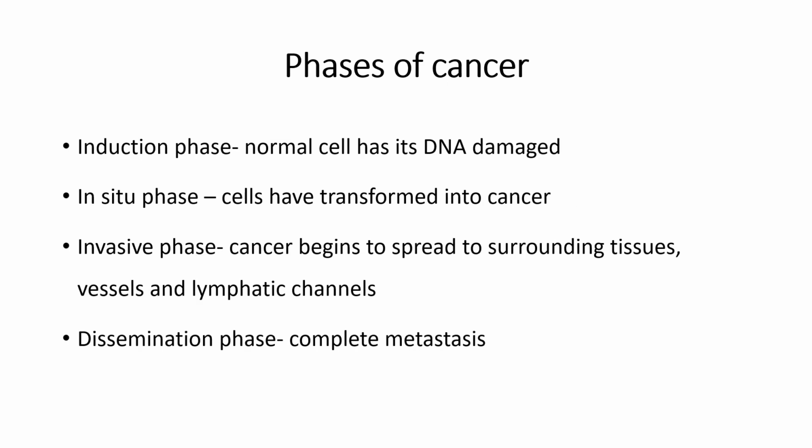You've heard of the phases of cancer, where somebody says, I have phase 2 cancer or phase 3 cancer. The induction phase of cancer is known as stage 1 cancer, where the normal cell has its DNA damaged. It's been exposed to a carcinogen of some sort. Stage 2 cancer is the in situ stage, where cells have transformed into cancer. It is localized and not spreading at this point. Stage 3 cancer is the invasive phase, where cancer begins to spread to the surrounding tissues, vessels, and lymphatic channels. And then stage 4 cancer is the dissemination phase, where the cancer starts to metastasize and has completely metastasized.